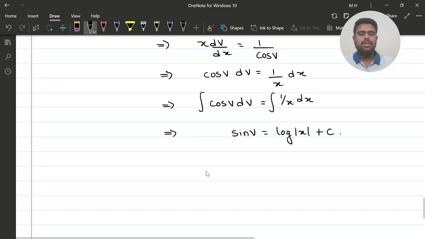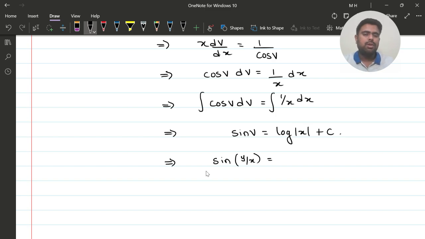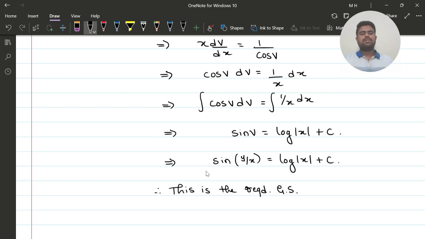This is the general solution, but we have to replace v by y by x. Therefore sin of y by x equal to log mod x plus c. So this is the required general solution that we have.